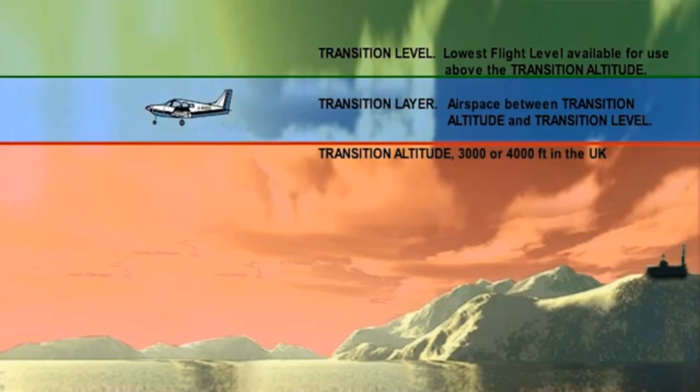The transition layer is the airspace between transition altitude and transition level. When climbing through it, the aircraft's vertical position is expressed in terms of flight level. When descending through it, in terms of altitude.